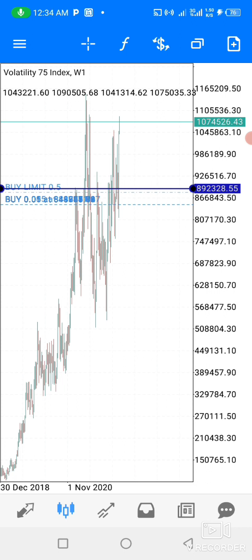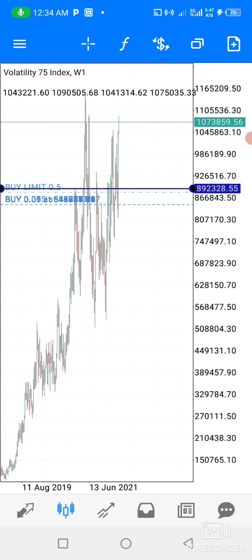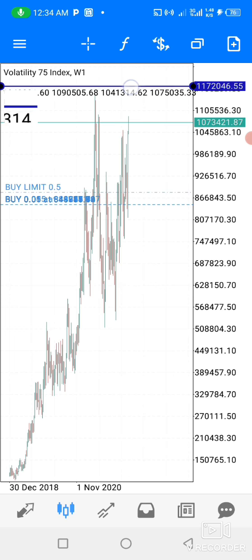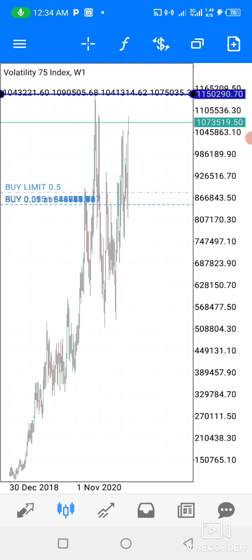It all depends on the politics. It all depends on the sentiment in the lower time frames, behaviors in the lower time frame. Are you getting it? So this was broken several times. So we still expect the price to hit here about 1,150,290.70 dollars. It will reach.